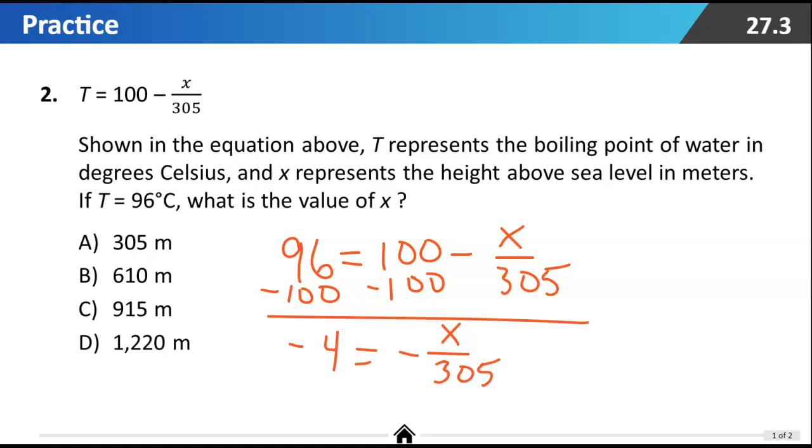Because we need to remove a negative 305, we're going to multiply, because it's currently divided, multiply times negative 305. Negative 305 times the negative 4 is going to give us an answer of 1,220.